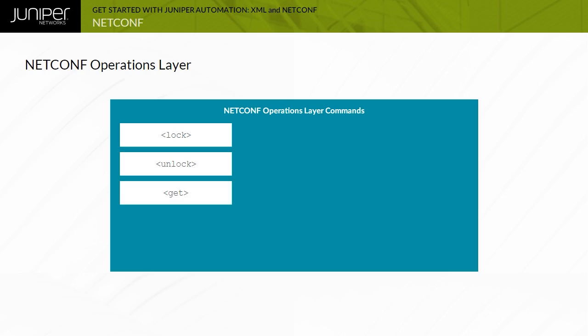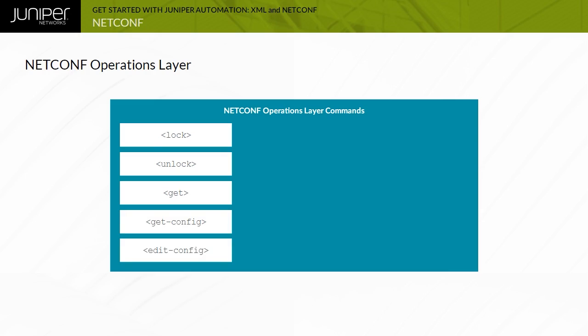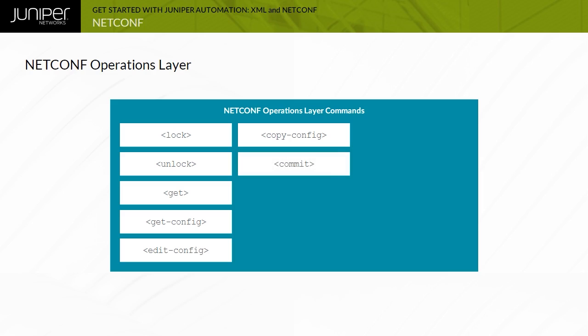Get, which retrieves data from the running configuration database or device statistics. Get config, which retrieves the configuration from a device. Edit config, which is used to modify device configuration. Copy config, which creates or replaces an entire configuration. Commit, which commits a candidate configuration.